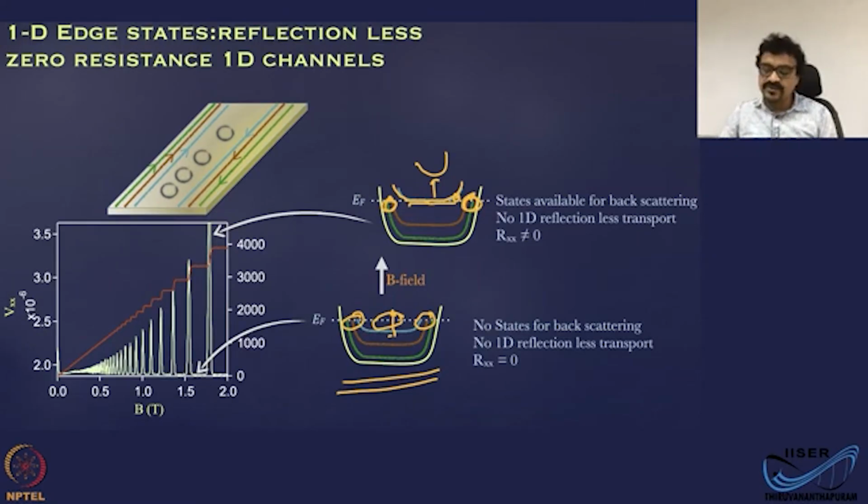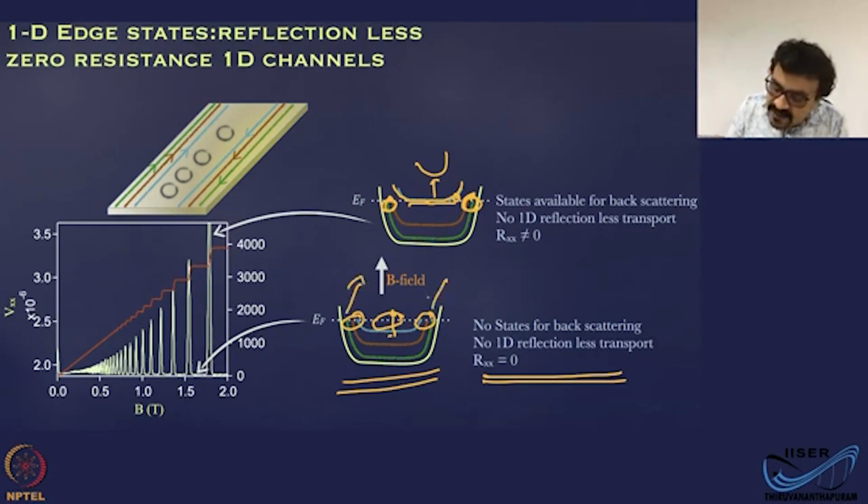Now what happens is, when you have no states in the bulk, and these edge states are perfect 1D channels, they propagate only in one direction. This will go in this direction, and these edges will come back in the other direction. That means the resistance that you measure when you put a probe, say you are trying to measure the voltage developed along this edge here.